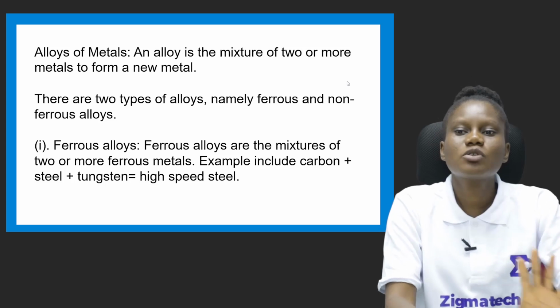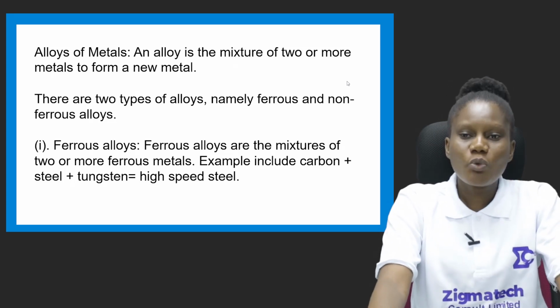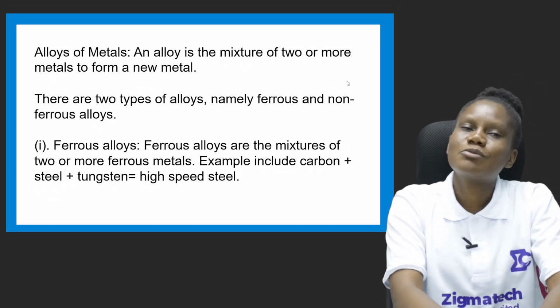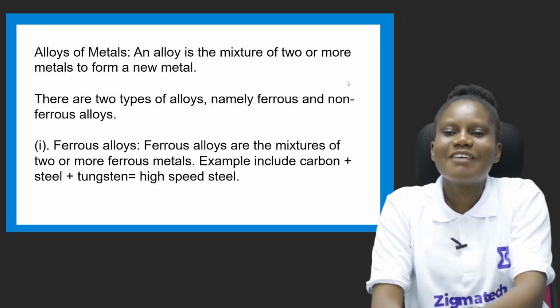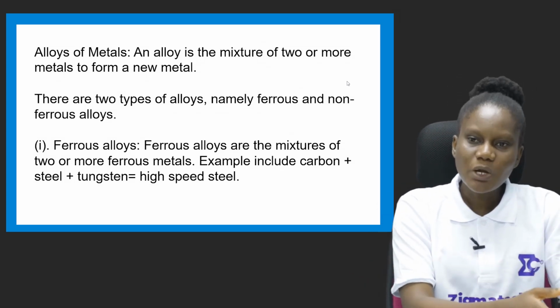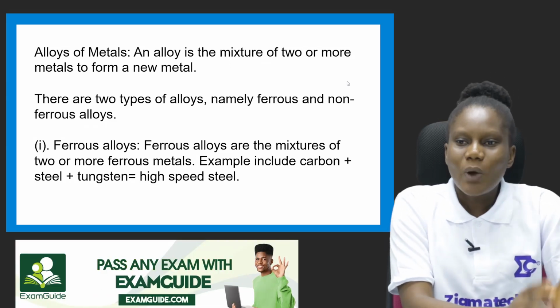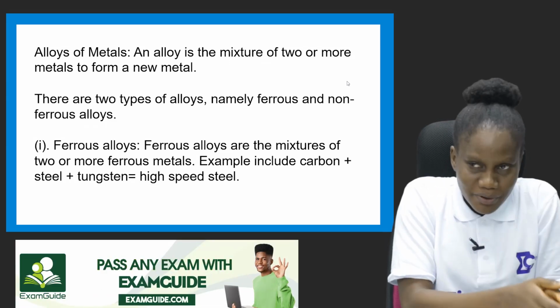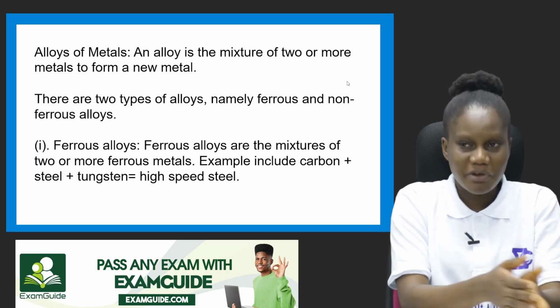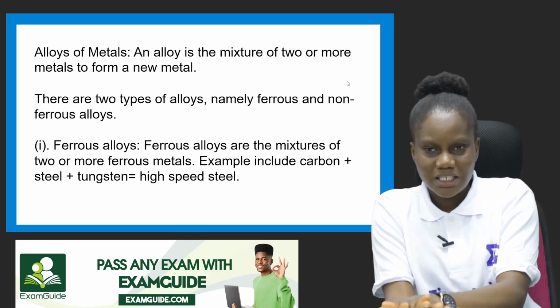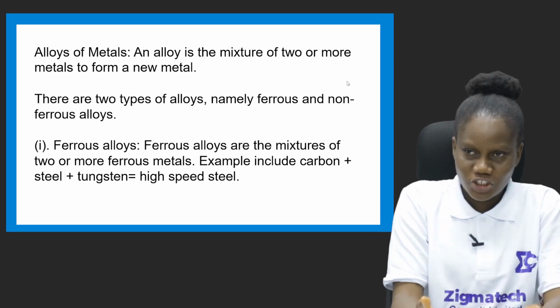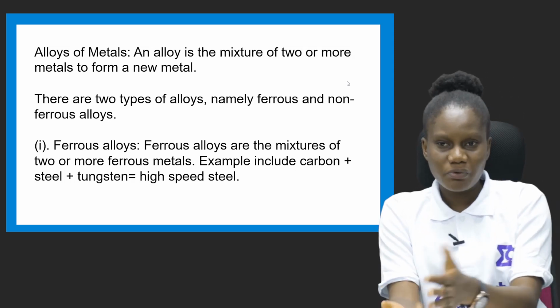So there are two types of alloys. Just the way we have two types of metals, we have two types of alloys of metals, and they are very closely related to the classification of metals. We have ferrous and non-ferrous alloys, just like we have ferrous and non-ferrous metals. So how do you differentiate ferrous alloys from non-ferrous alloys?